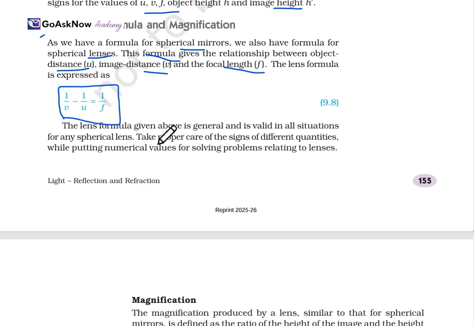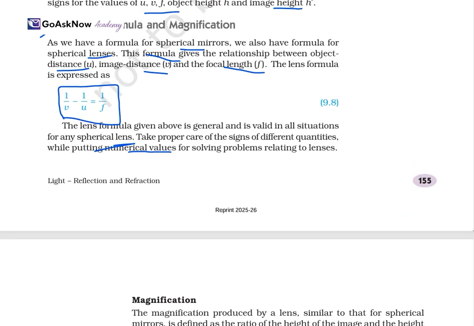The lens formula given above is general and valid in all situations for spherical lenses. Following the same line as for the mirror formula, take proper care of the signs of the different quantities while putting in numerical values to solve problems. It depends on the quantities only. Otherwise, this formula is applicable in all situations for any spherical lens.